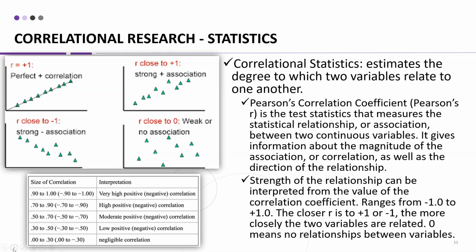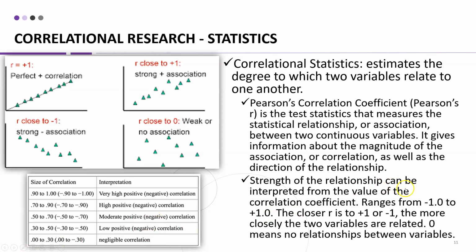Now, the correlational research statistics that are used. We have the Pearson's correlation coefficient. I will tell you, we also have the Spearman-Rho statistic. I'm not going to get into that because the most frequently used is really the Pearson r, or the Pearson correlation coefficient. What we know about this is that it measures the statistical relationship or association between two continuous variables, and it gives information about the magnitude of that association. Sometimes I call that the strength, or the correlation, as well as the direction of that relationship.